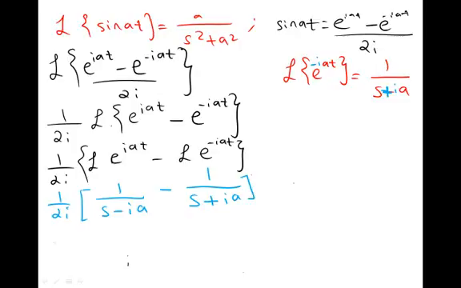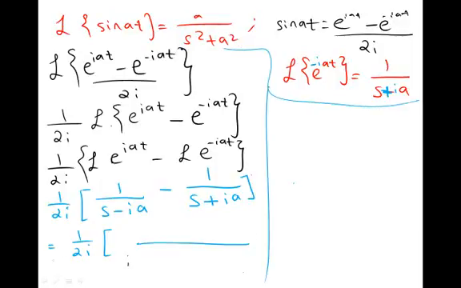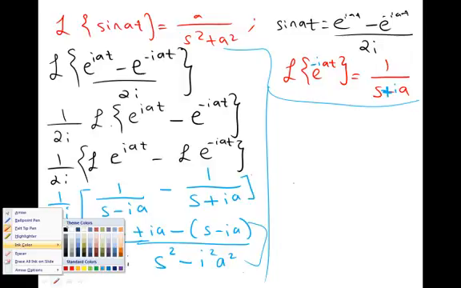Good. Now the next step will be making this as a lowest common denominator, and still I'm going to use here the difference between two squares. It's going to be s squared minus i squared a squared, because i times i will give you i squared and a times a will give you a squared. And here for the numerator, here you're going to have s plus ia minus s minus ia. Good. Now I'm going to make it more simple.